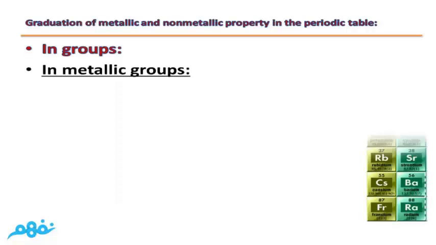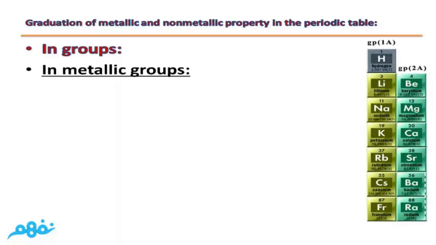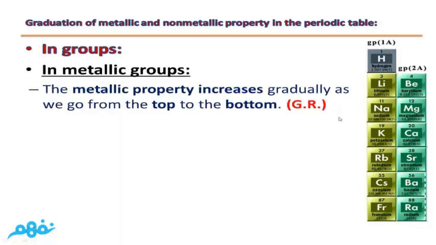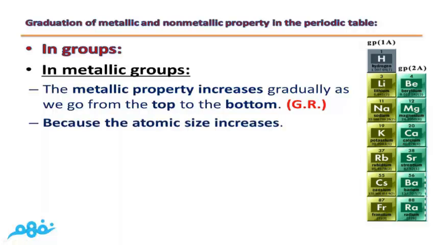But in groups, we will talk about metallic groups, such as group 1A and 2A. In groups, the metallic property increases gradually as we go from the top to the bottom. And this is an important give reason question. Metallic property increases in groups by increasing the atomic number. This is because the atomic size increases. As we go from up to down in groups, the atomic size increases, and hence the metallic property also increases.